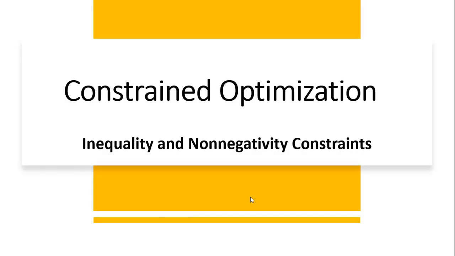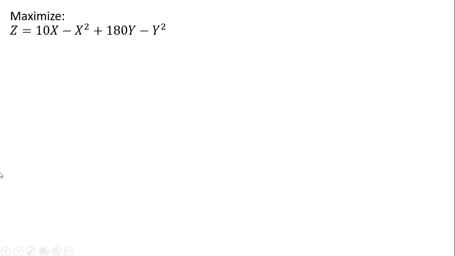Hello, in this video we're going to look at a constrained optimization problem where we have inequality and non-negativity constraints. Here's the function we want to maximize. We want to maximize z. And it is subject to the following constraints.